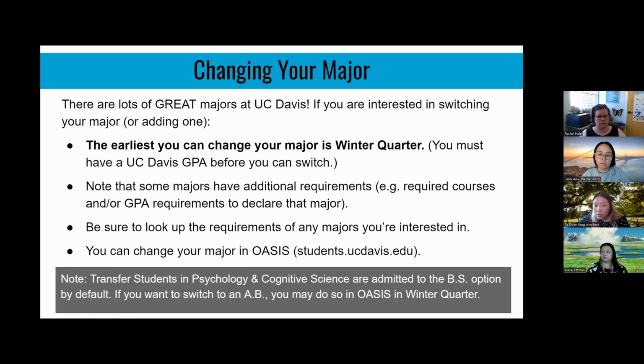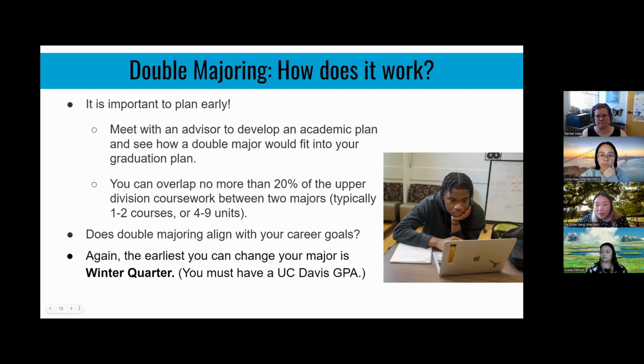And so you might want to change out of our major or add a double major to one of our majors here. The earliest you can change your major or double is in winter quarter. You have to have a UC Davis GPA before you can switch. And then you have to be aware that some majors also have additional requirements that you need to complete in order to declare into that major. So you want to make sure that you understand what those requirements are so that you can prepare for that change if you are thinking about switching or potentially double majoring. And then you can always do that in OASIS. It is a change of major form.